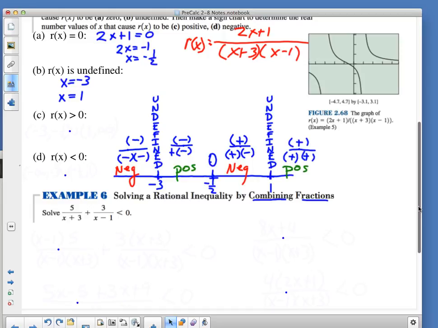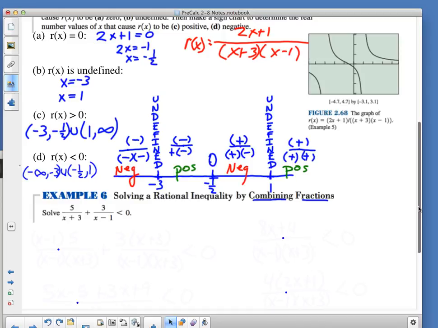So I've evaluated my sign chart, and now I'm asked, when is my function greater than 0? When's it positive? Well, it's positive between negative 3 and negative 1/2, and from 1 to infinity. Okay? And when's it negative? It's negative from negative infinity to negative 3, and it's negative from negative 1/2 to 1. So I should be able to pull that interval out of my sign chart and be able to look at my graph and be able to determine that as well.